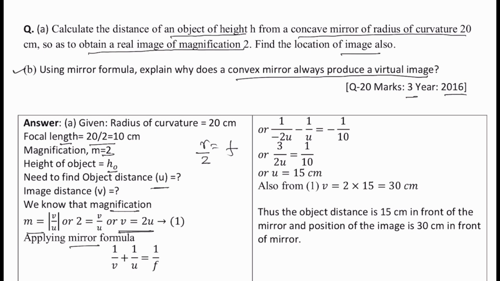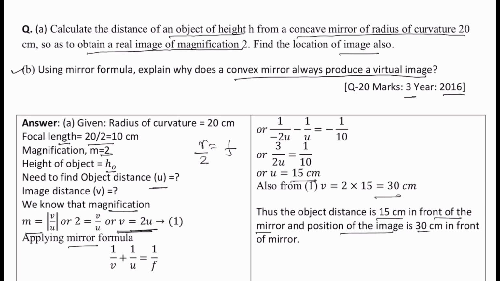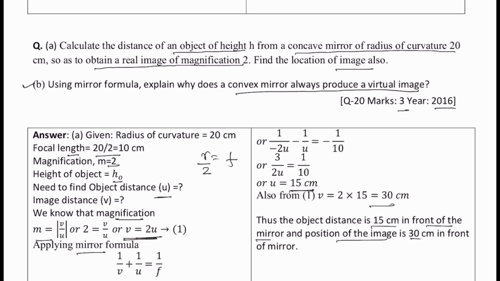So we find U is 15 centimeter. If U is 15, then V is 30. Correct? Thus, the object distance is 15 centimeter in front of the mirror, and the position of the image is 30 centimeter. Very easy question, just simply application of mirror formula.